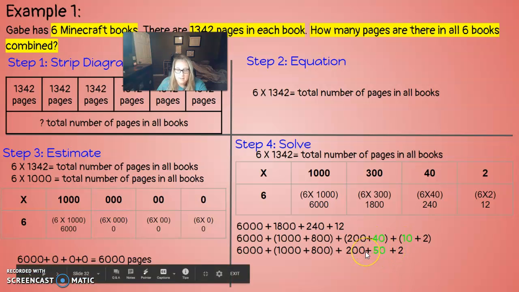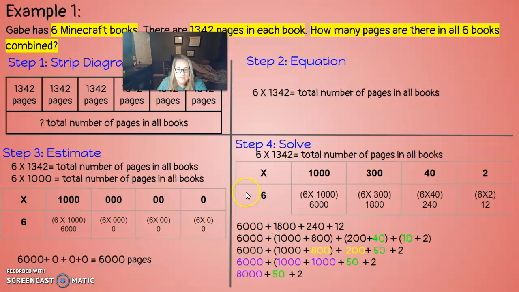Then I'm going to move to my next one, so I'm going to move to my hundreds. So now I'm going to add 200 plus 800. Well, I know 200 plus 800 is 1,000. Finally, I'm going to do all of my thousands. So I'm going to add 6,000 plus 1,000 plus 1,000. Well, when I do that, it gives me 8,000.